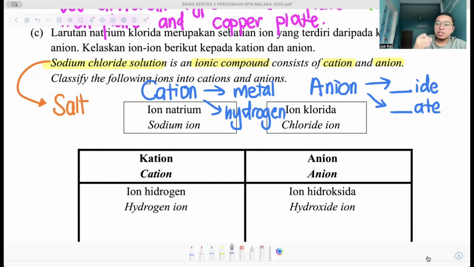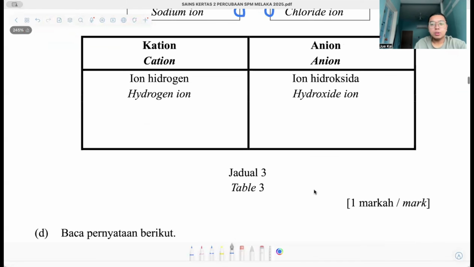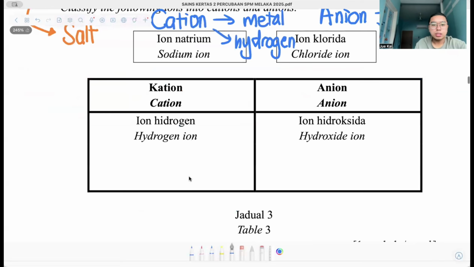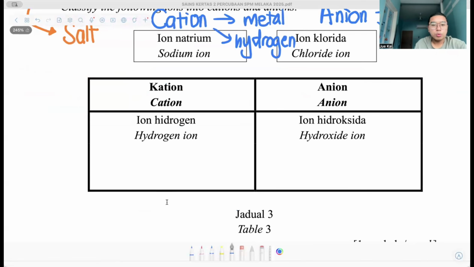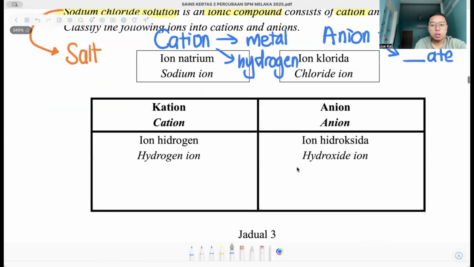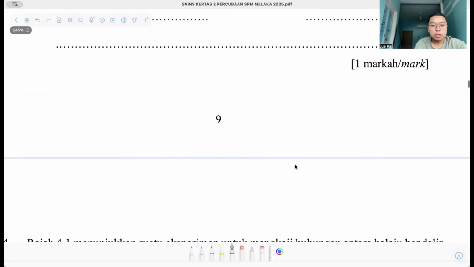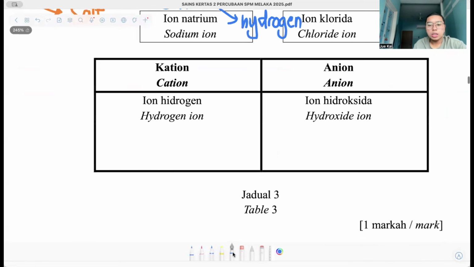So this question asks you to classify, to differentiate. Easy. Where do I write the answer? It doesn't provide me a line. Okay, it's okay. I draw the line on my own.